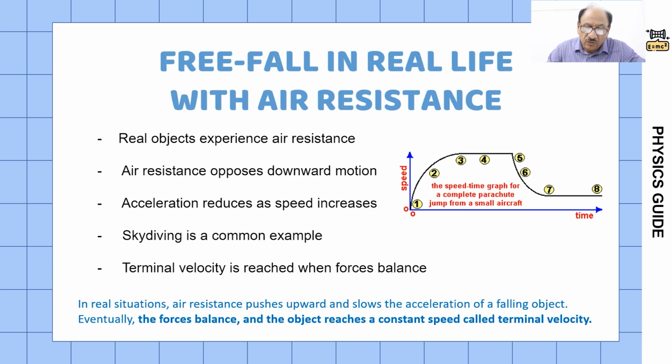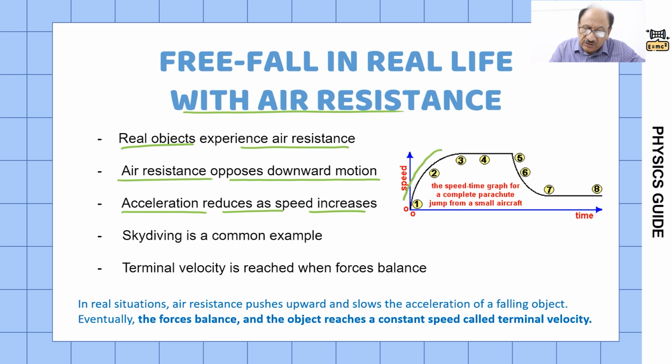Further, we can discuss the graph of a free fall with air resistance. For example, we can take a paratrooper jumping from a plane. So in real life, real objects experience air resistance. Air resistance opposes downward motion. So acceleration reduces as speed increases. In the graph, you can see at 1, 2, 3, it's decreasing. This is the speed time graph for a complete parachute jump from a small aircraft.